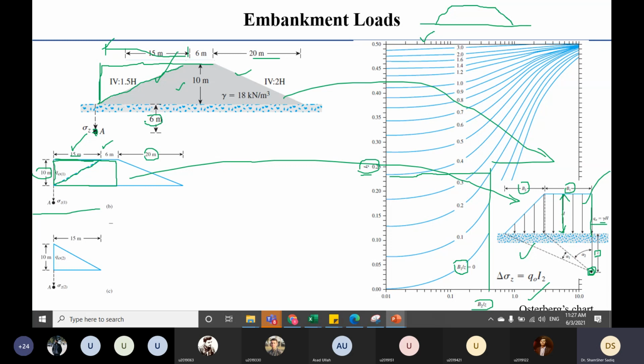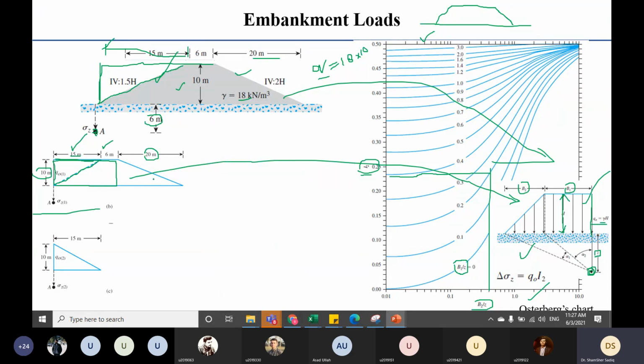Okay, now unit weight is given to you, and if you want to calculate Q, then you have to multiply it with the 18 multiplied by 10. So this will be Q. So since you know B1, B2, Z, so you can calculate B2 by Z and B1 by Z. Okay. Now I will explain you how to solve this.